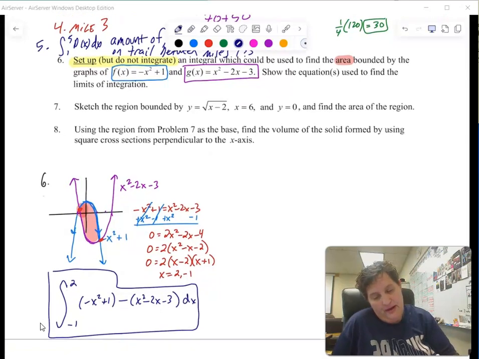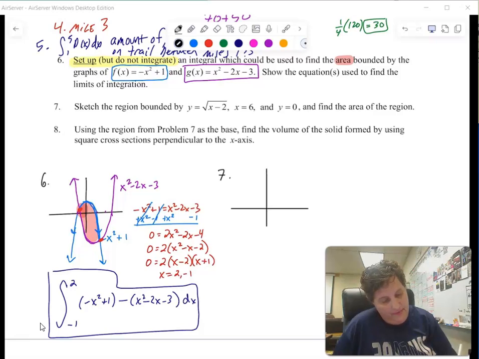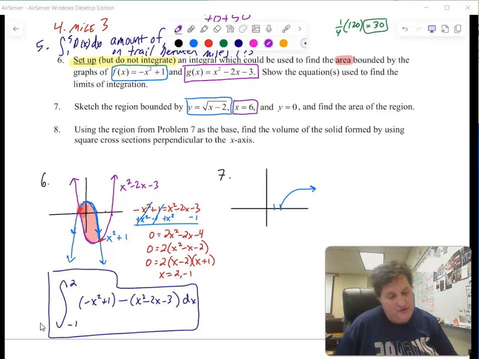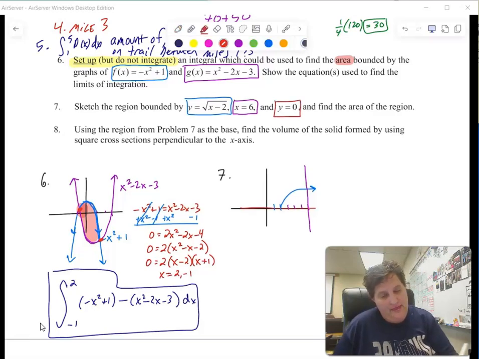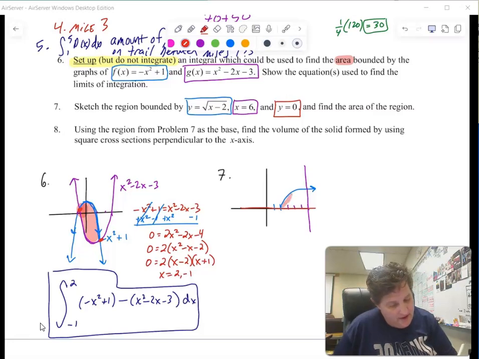Okay, awesome. All right, for number 7. It says, sketch the region bounded by, all right, this first one is a square root graph that is moved. If it says -2 on the inside, that's right 2. X equals 6 is a straight up and down line at 6. And then the line y equals 0 is just the axis. Okay, and then so we're being asked to find the area of this region right here. All right, perfect.